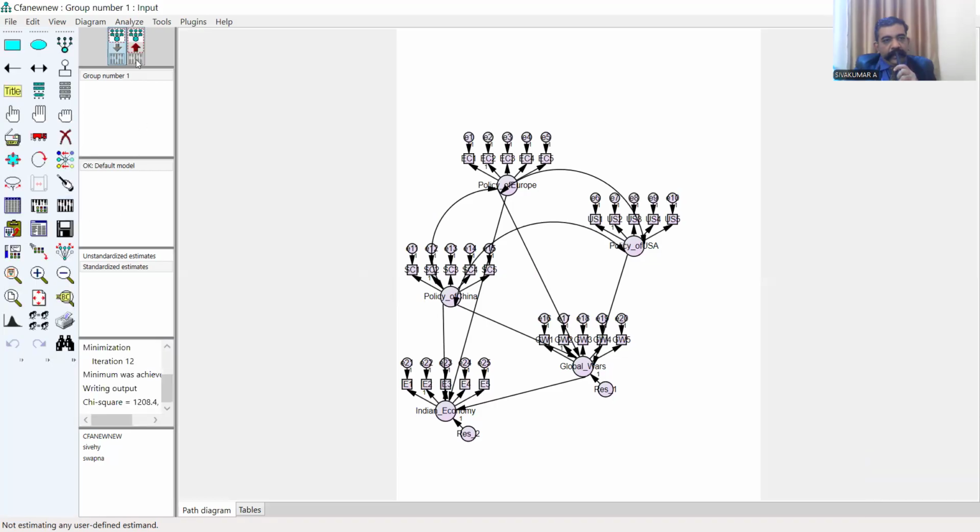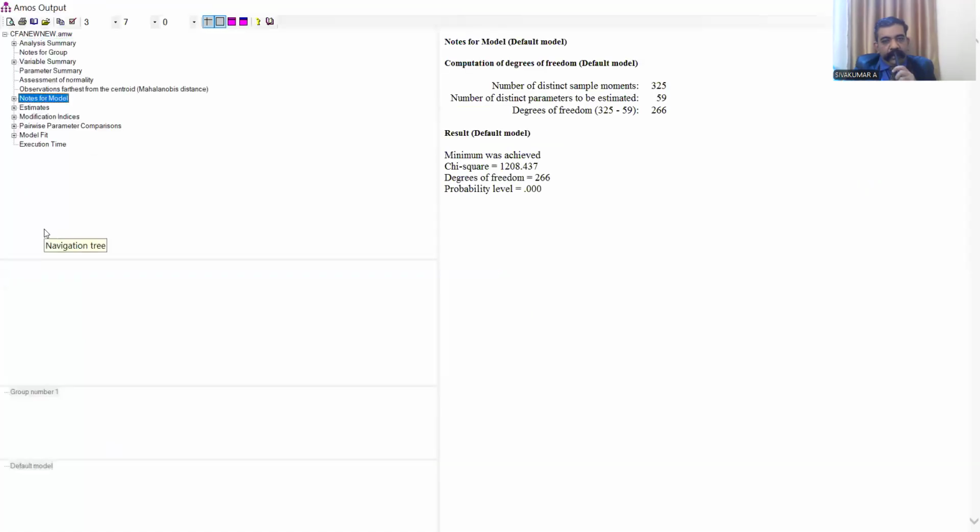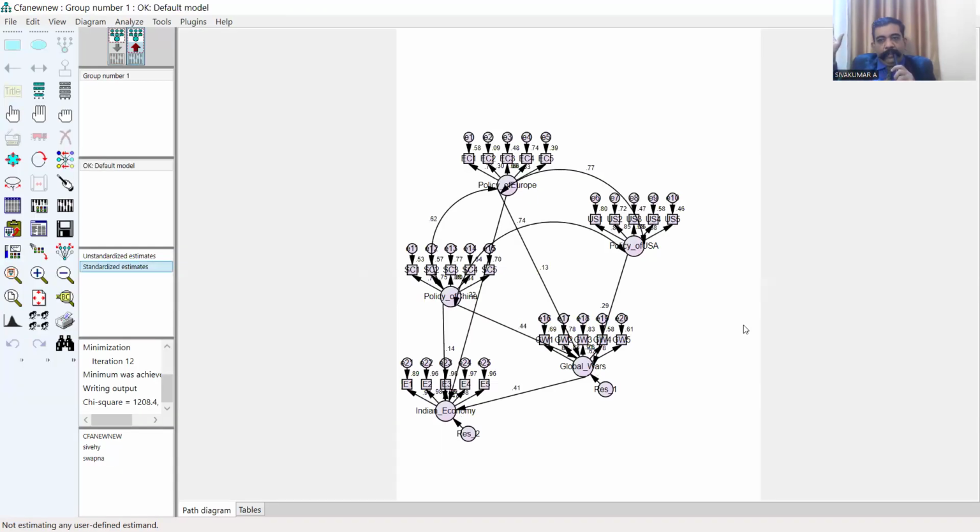Then click on the red button. You can see the unstandardized estimates and standardized estimates. Then this is the view text menu. View text. Correct, okay. This is the structural modeling figure. Now we have done the structural modeling.